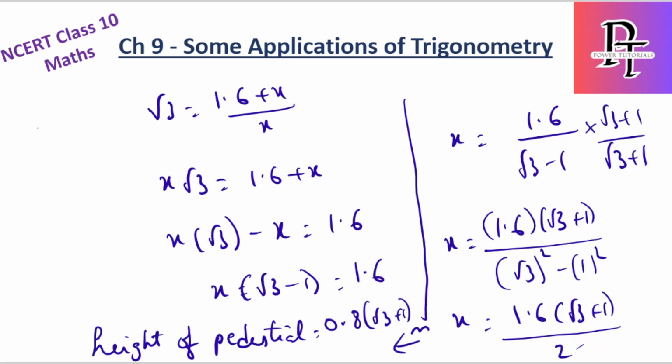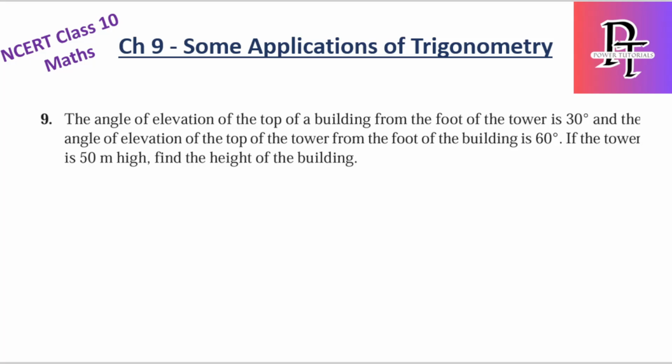Okay, let's go to the ninth question. The angle of elevation to the top of a building from the foot of a tower is 30 and the angle of elevation to the top of the tower from the foot of the building is 60. If the tower is 50 meters high, find the height of the building. So if you understand, in this question we have two things. One is the building and the other is the tower. Okay, so the tower mostly will be a smaller height when compared to the building.